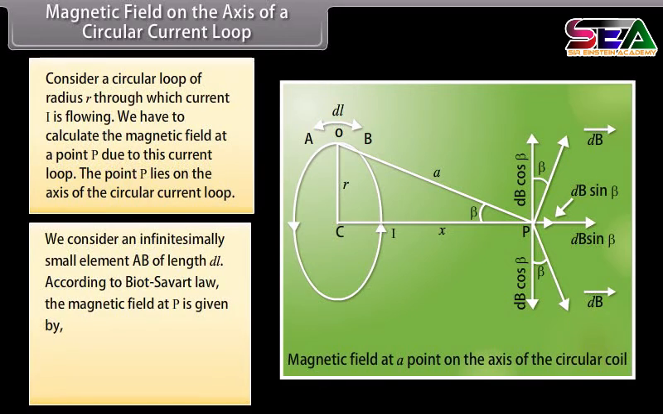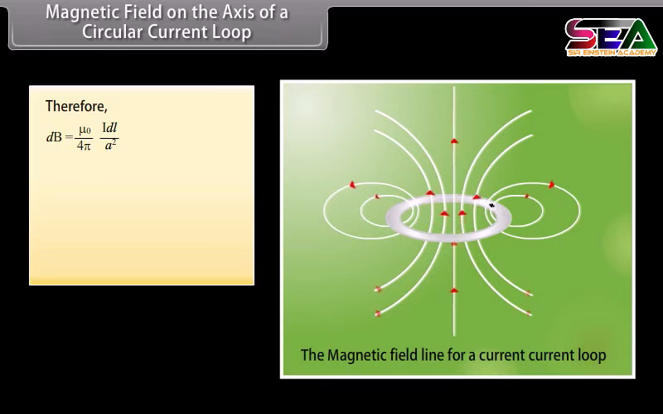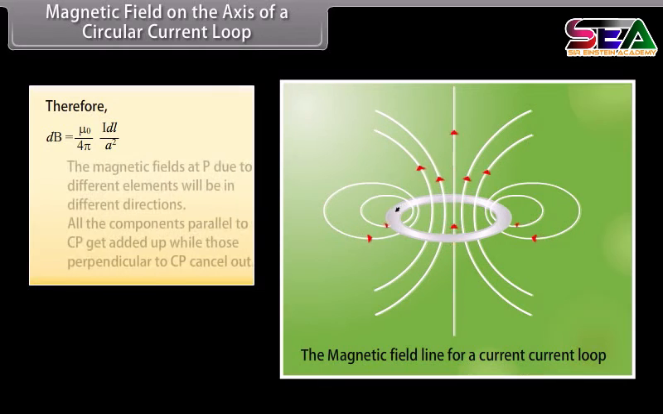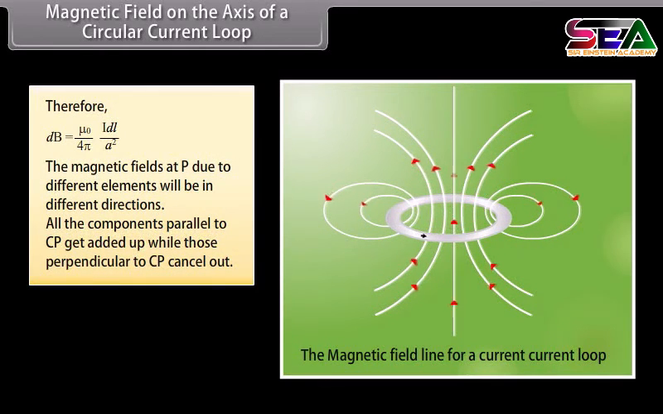We consider an infinitesimally small element AB of length dl. According to Biot-Savart Law, the magnetic field at P is given by mu naught upon 4 pi multiplied by I dl sine theta divided by a square. Here, theta is equal to 90 degrees and sine theta is equal to 1. Therefore, the magnetic field at P is given by mu naught upon 4 pi multiplied by I dl divided by a square. The magnetic fields at P due to different elements will be in different directions. All the components parallel to CP get added up, while those perpendicular to CP cancel out.